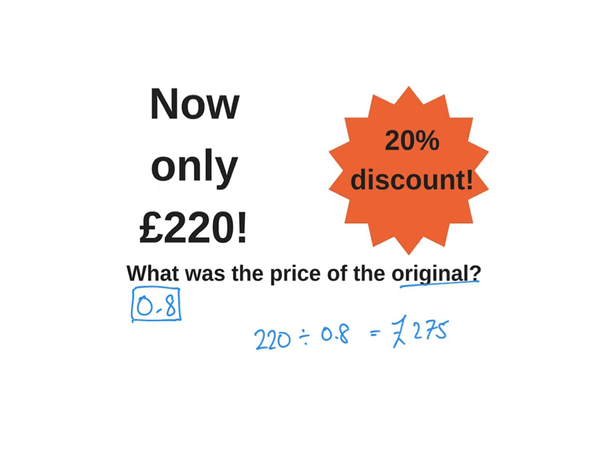Or alternatively, a slightly longer way, but just as good, we're saying then if there's 20% discount, then there must be 80% left. So 80% is 220. 1% is 220 divided by 80, which is 2.75. And so 100% is multiplied by 100, £275. And we get the same answer either way.